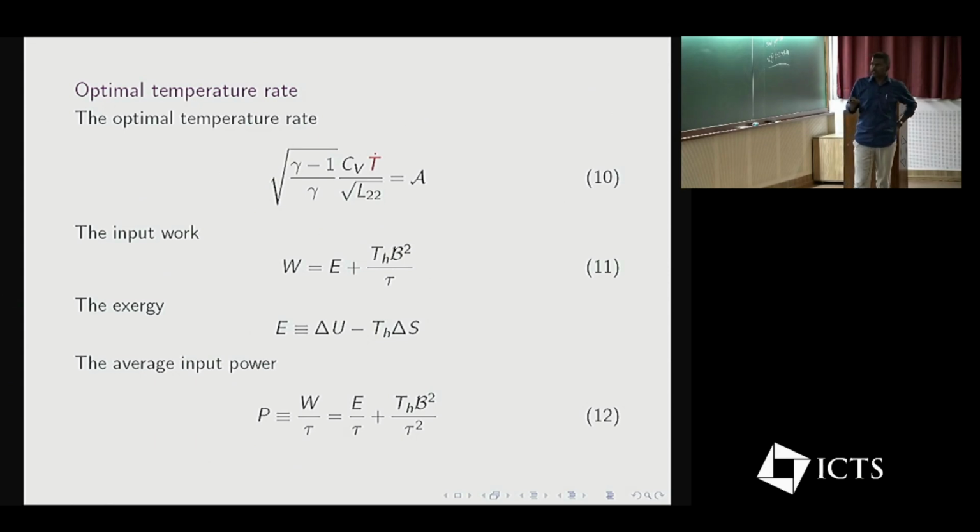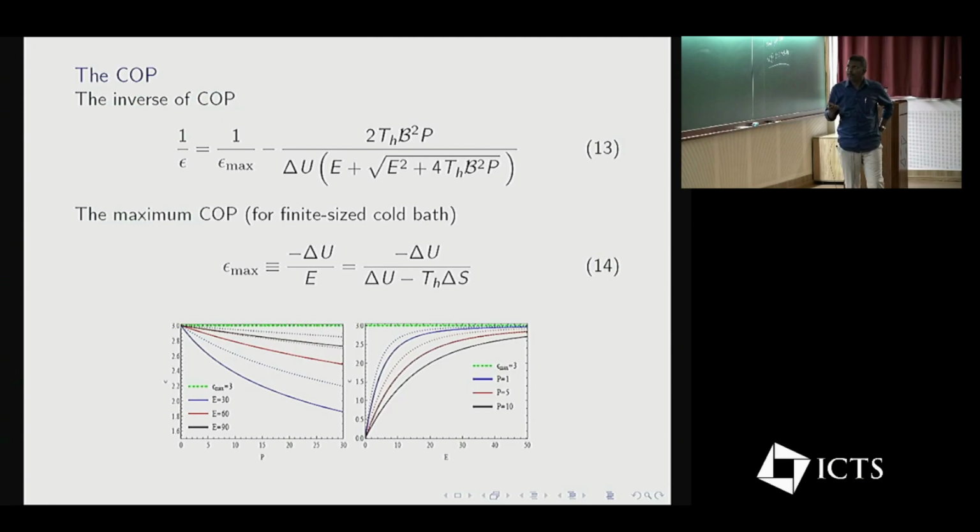Here we can see that this input power monotonically decreases with tau. Here tau is the time duration in which the refrigerator cools the system from initial temperature to the final temperature. So therefore, we calculate the coefficient of performance as a function of input power and exergy, and this epsilon max is the maximum coefficient of performance when the cold bath has a finite heat capacity. So therefore, it works reversibly.